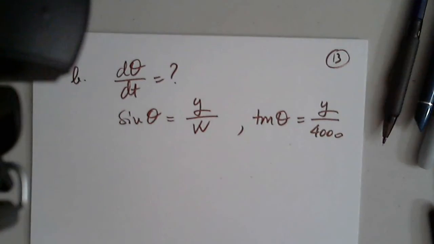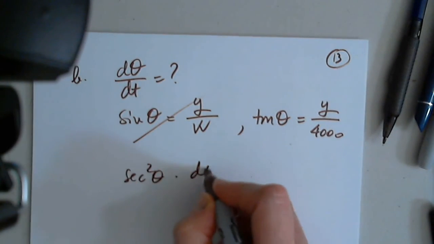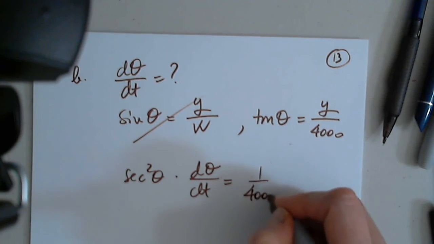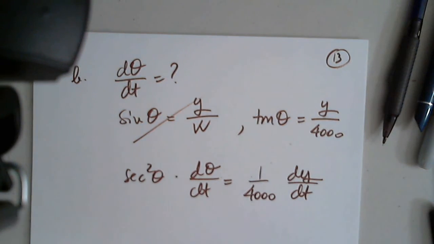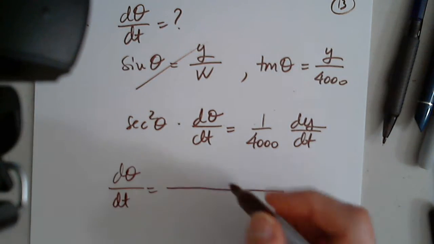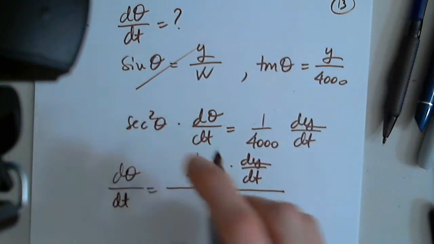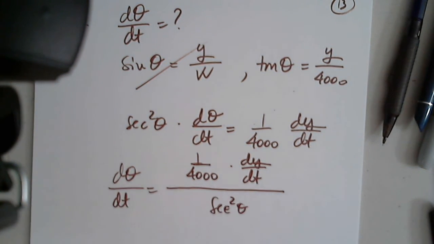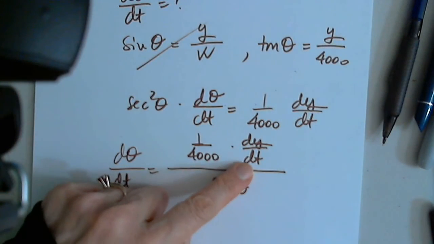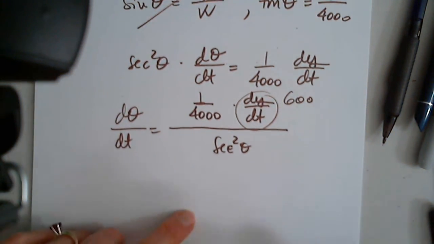Secant squared theta times d theta over dt equals 1 over 4,000 times dy over dt. So finally, d theta over dt equals 1 over 4,000 times dy over dt divided by secant squared theta. Okay. This I have, it's given to us as 600. This I don't have because I don't have theta.